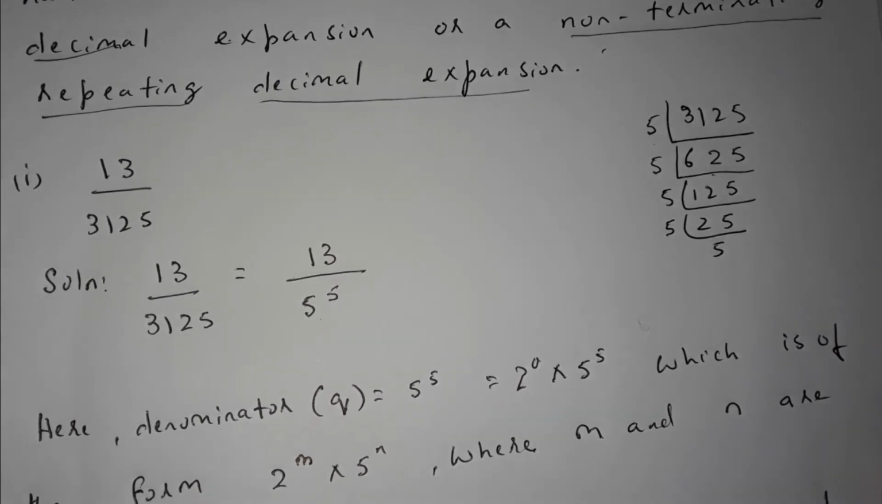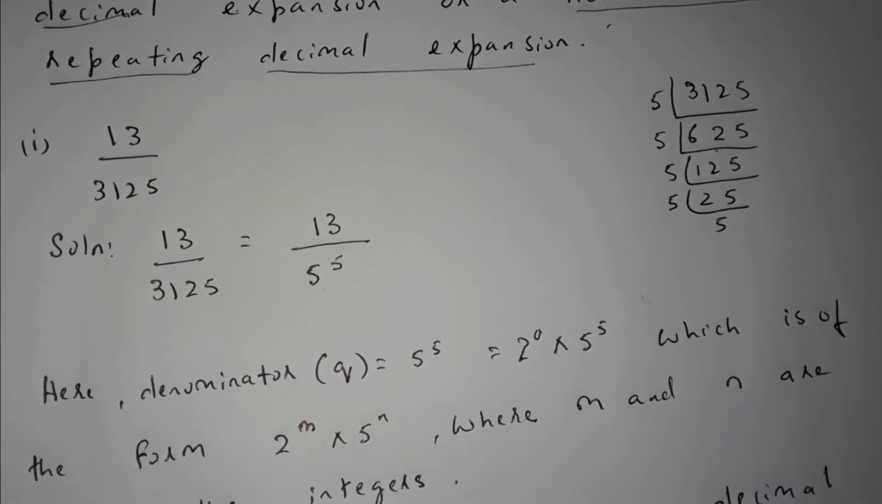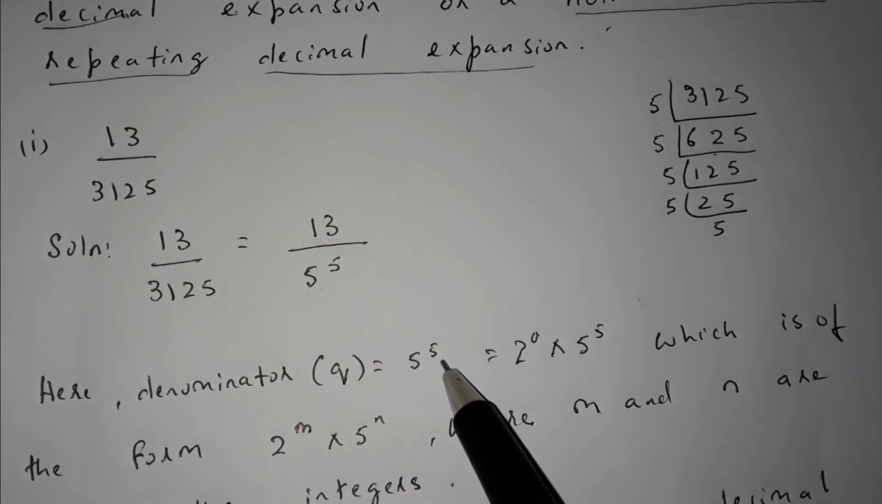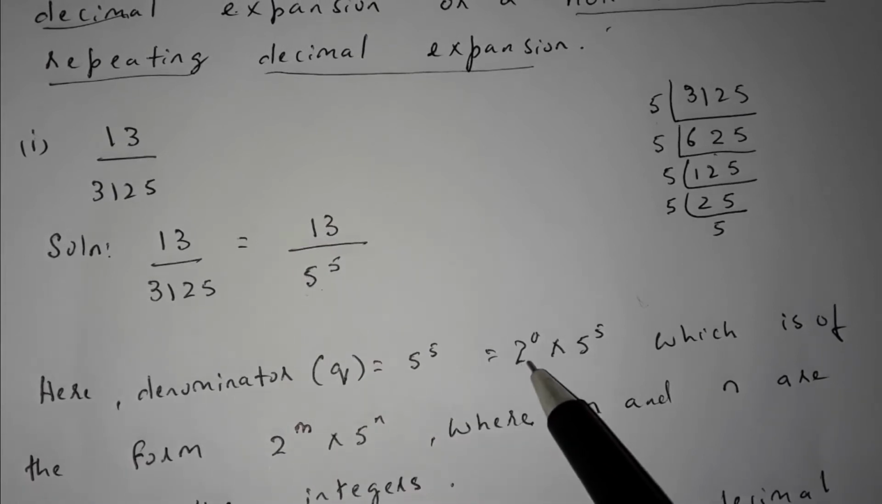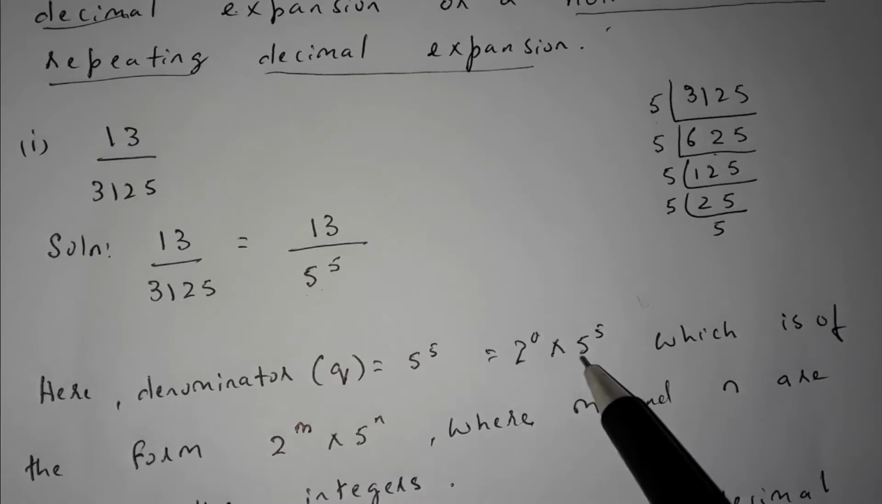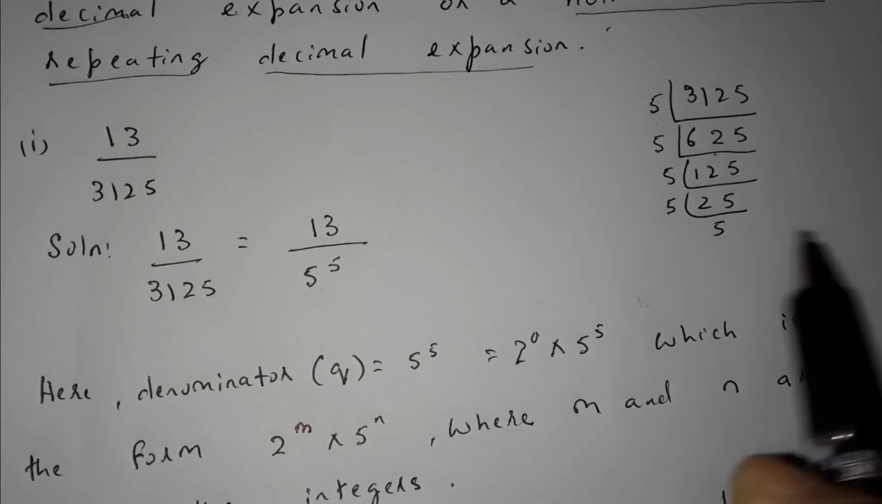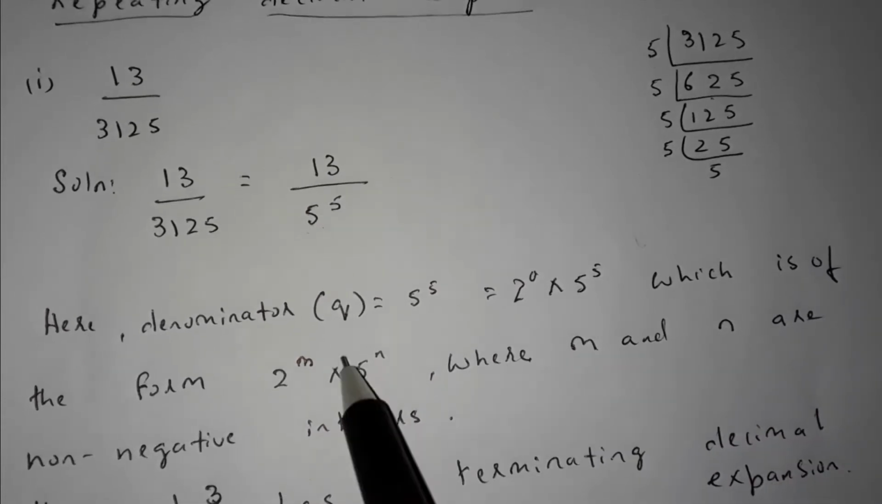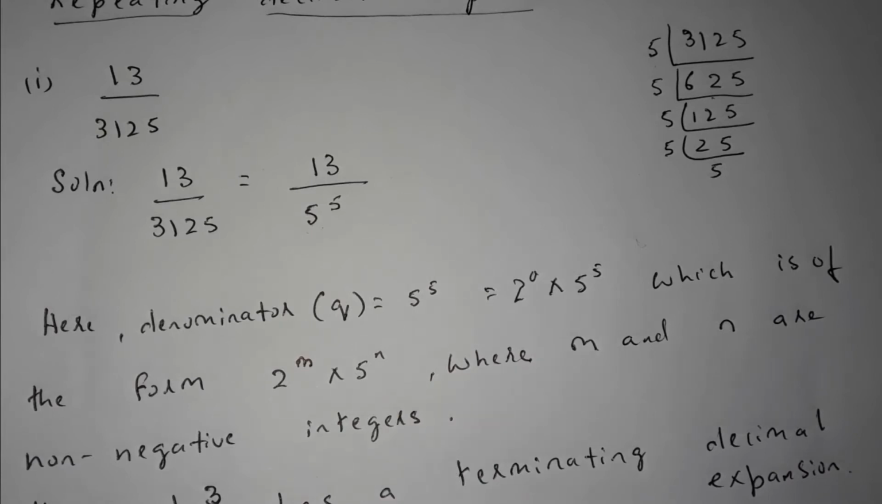So here the denominator Q equals 5 to the power 5, which equals 2 to the power 0 into 5 to the power 5. This is of the form 2^m into 5^n, where m and n are non-negative integers.